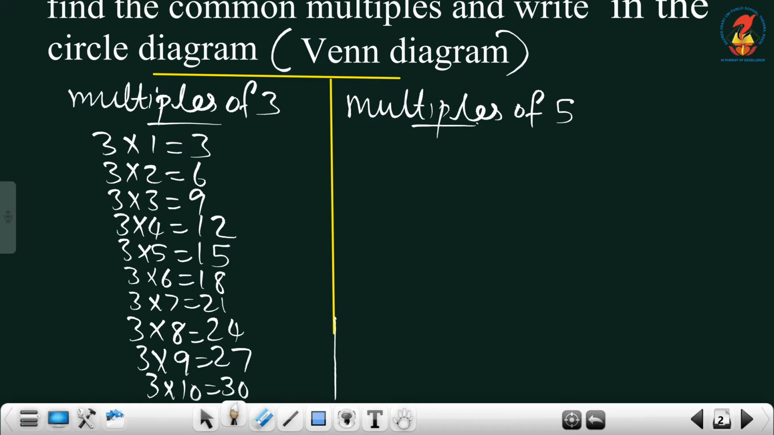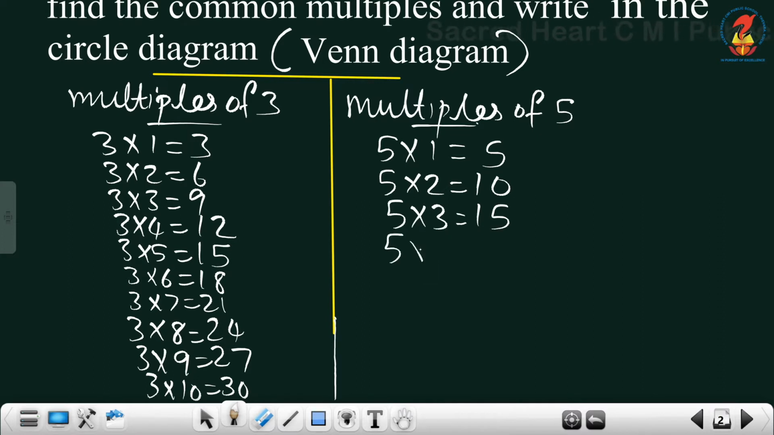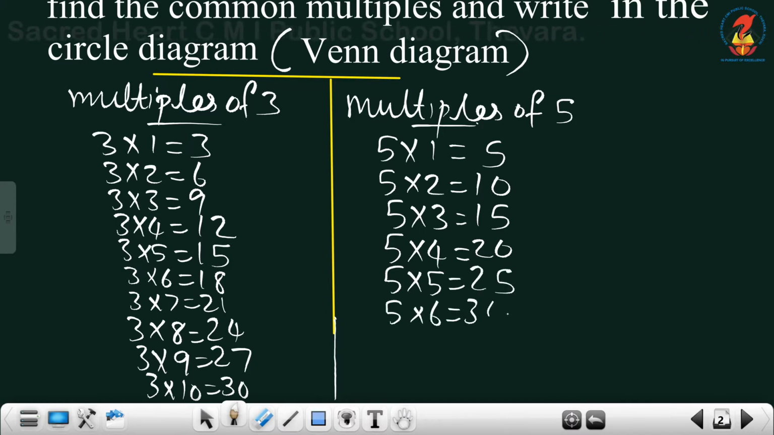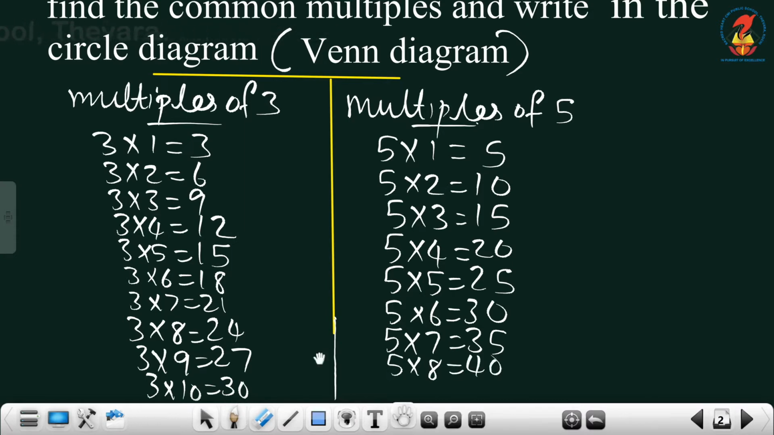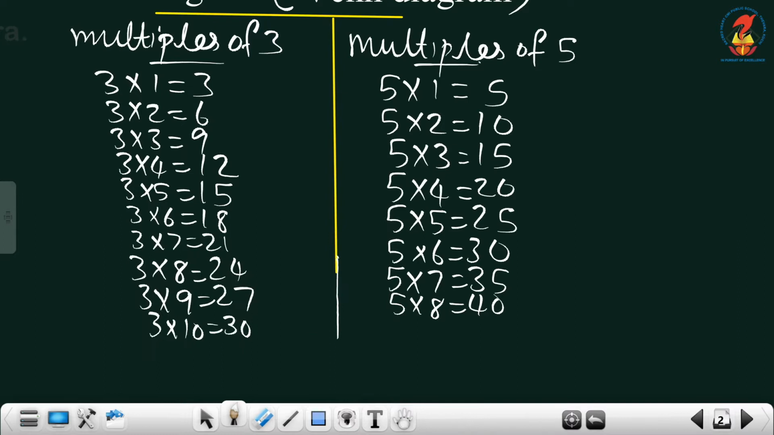And the next one is multiples of 5. 5 ones are 5, 5 twos are 10, 5 threes are 15, and 5 fours are 20, 5 fives are 25, 5 sixes are 30, 5 sevens are 35, 5 eights are 40, and 5 nines are 45, 5 tens are 50.